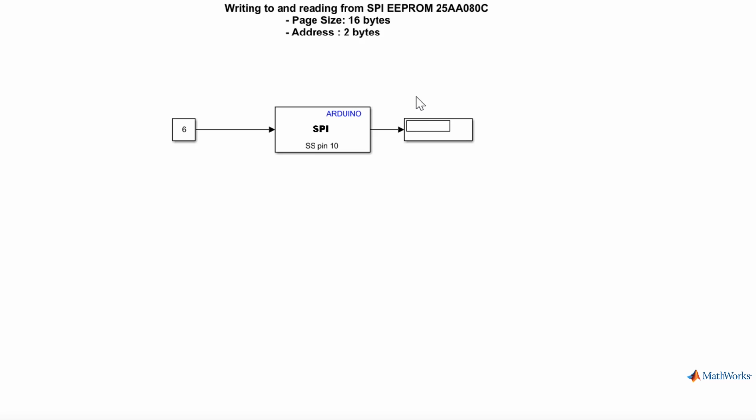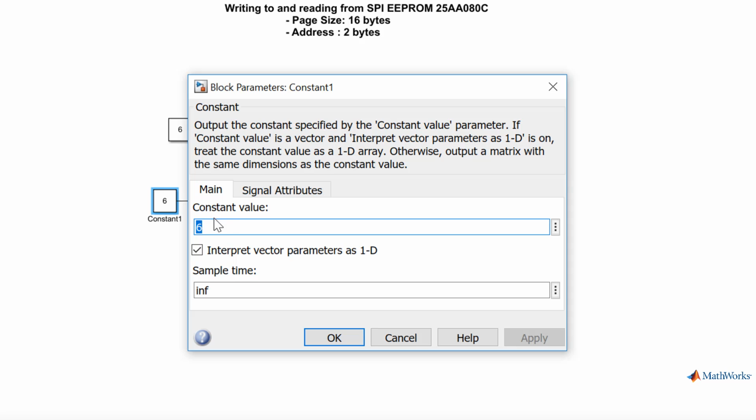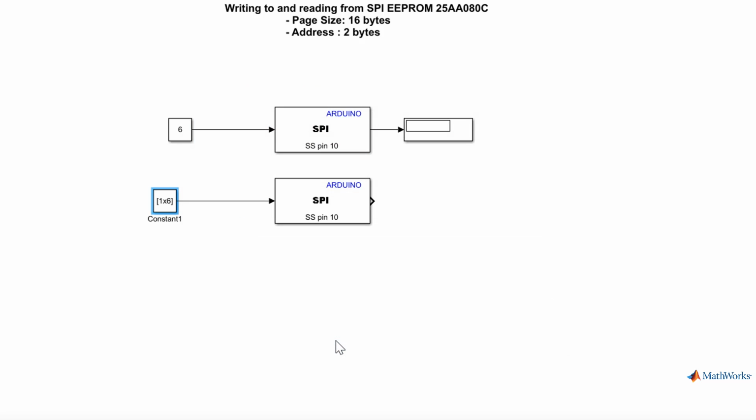Next, let us write to this EEPROM. For that, you first need to give a write command, followed by the address and the data bytes which you wish to write. The command for writing is 2. The address I'll be writing to is 00. The data could be anything. Let's say I give a 1, 2, 3 here. Again, we need to connect a display which will read as many number of bytes that I have written.